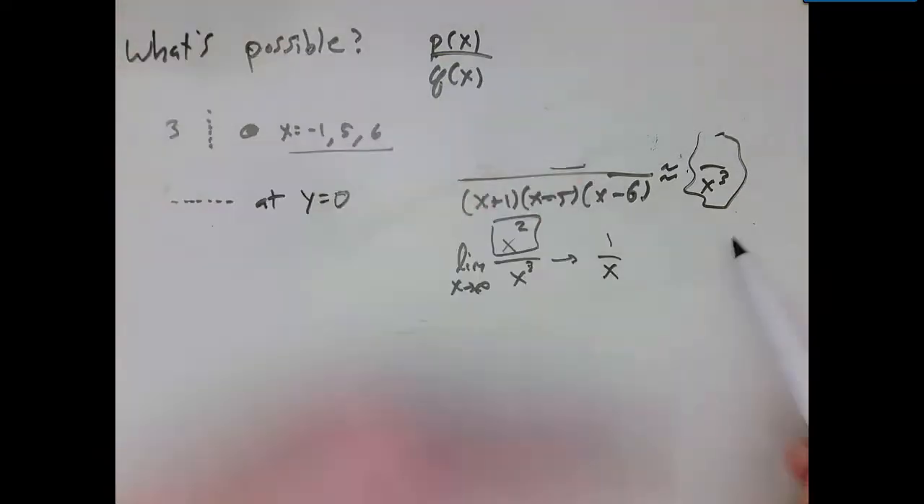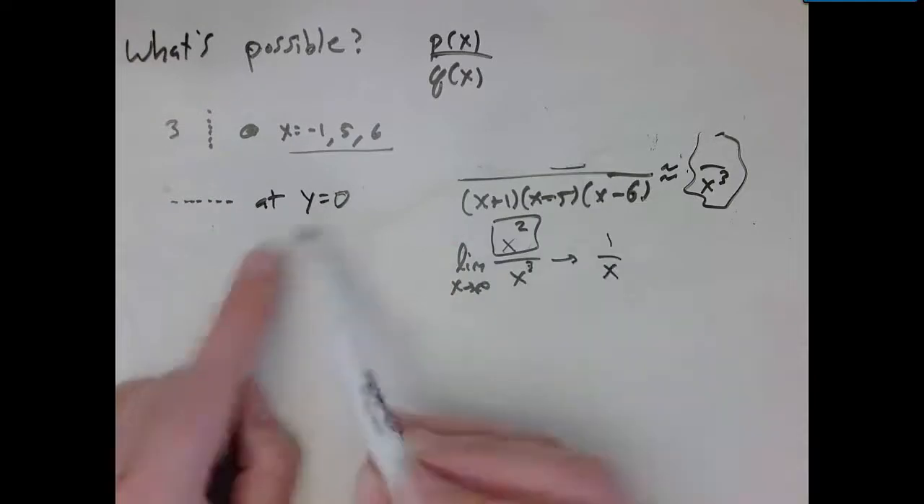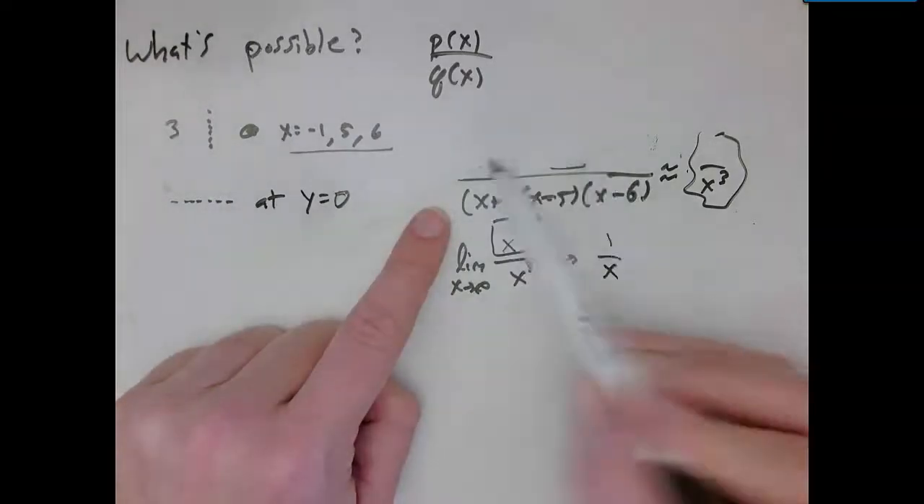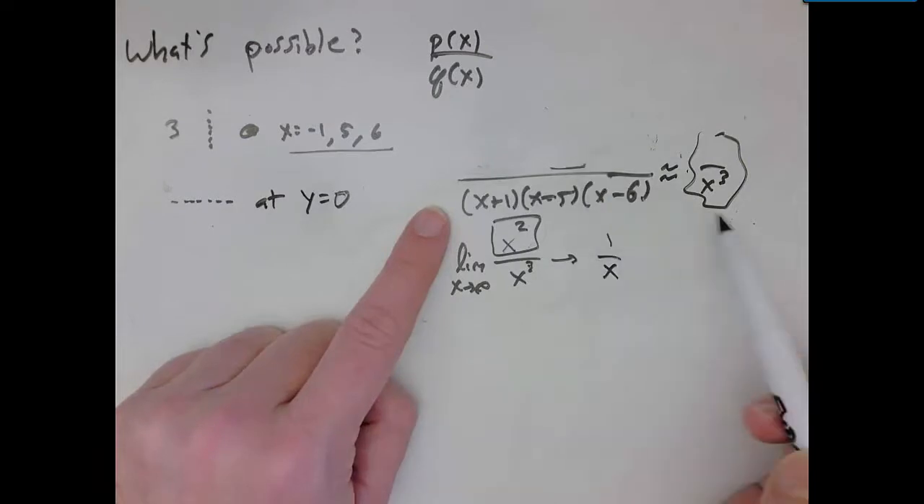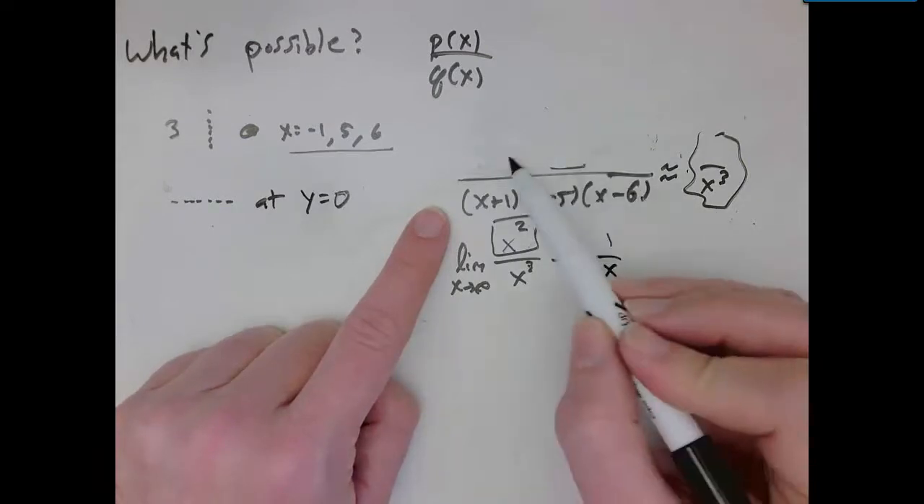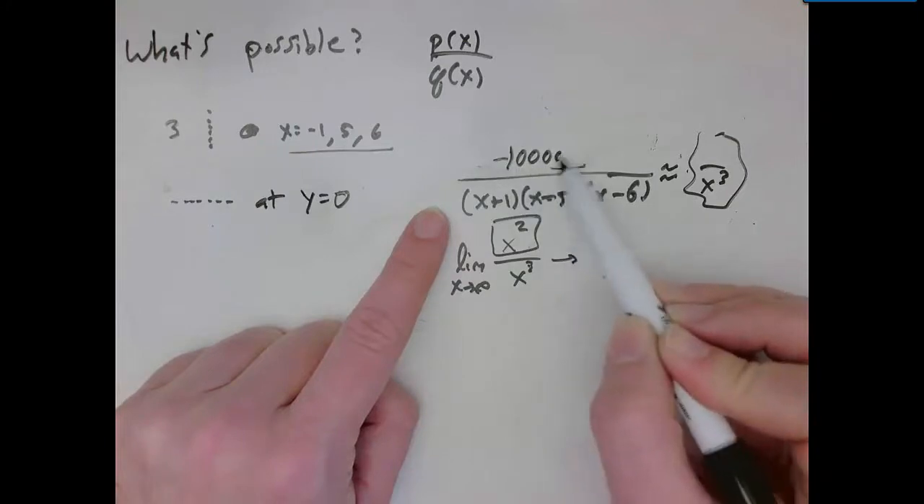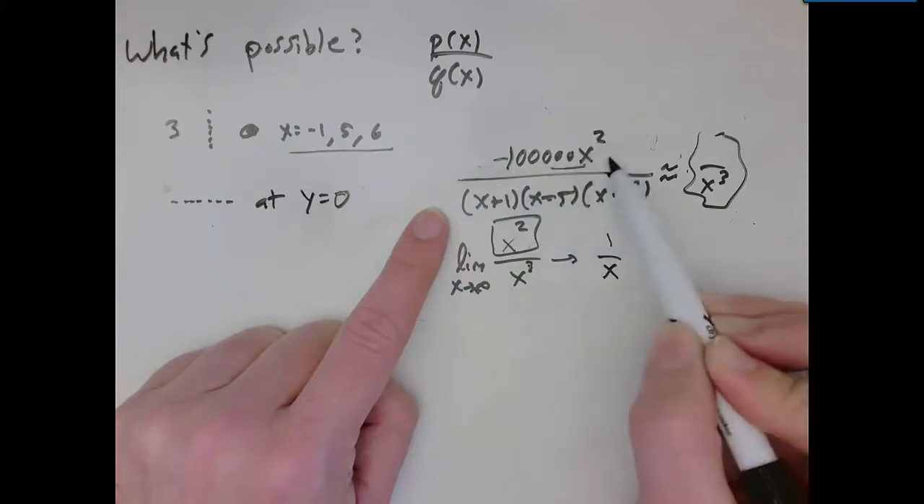So what does that tell us backing up here? That tells us that if we want a horizontal asymptote at y equals 0, we could put any polynomial here as long as it's smaller degree than x cubed. So I'm going to write negative 100,000 x squared plus 8.